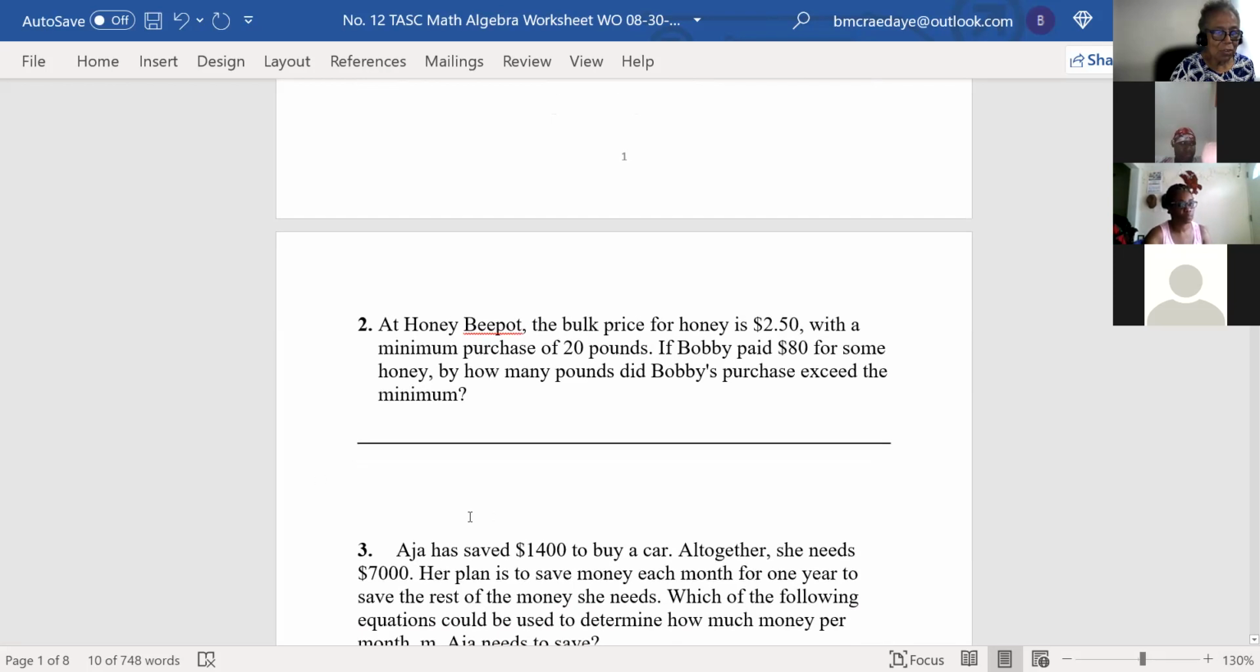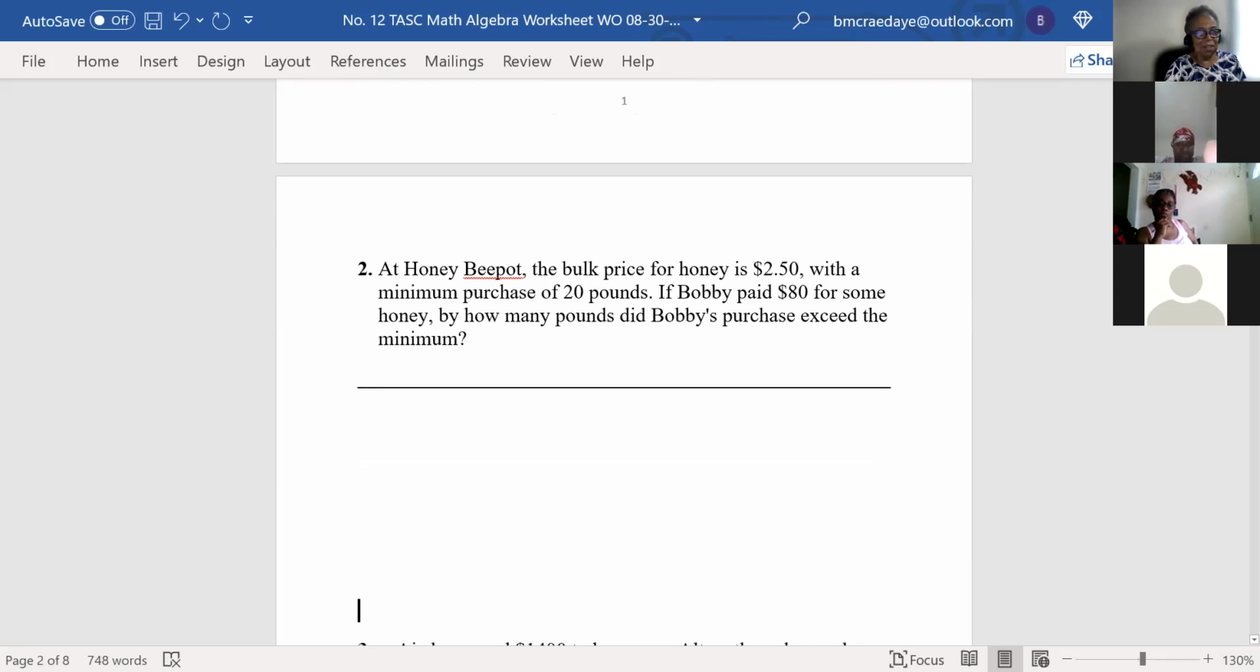Now let's go to number 2. All right, number 2, Maureen. Read that and tell me how you solved it. Okay, at Honey Bee Pot, the price for honey is $2.50 with a minimum purchase of 20 pounds. If Bobby paid $80 for some honey, by how many pounds did Bobby's purchase exceed the minimum?